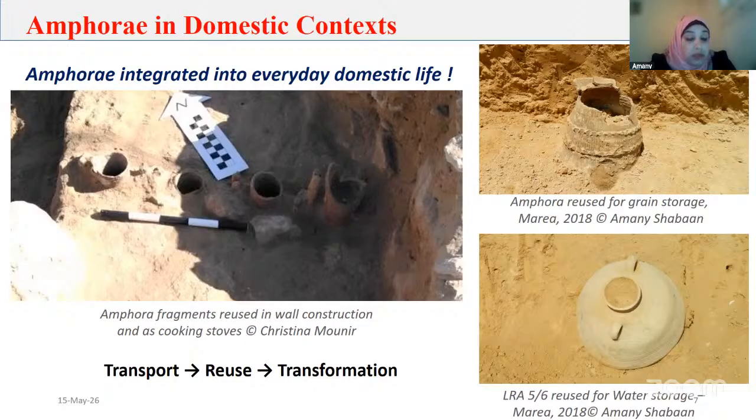They were also reused for transporting water, especially in remote areas such as quarries. For example, Late Roman Amphora 5-6 were reused at a stopover for the pilgrims in Maria on the way to Abu Mina. So in daily life, amphora became flexible objects adapted to many needs. They were no longer just transport containers.